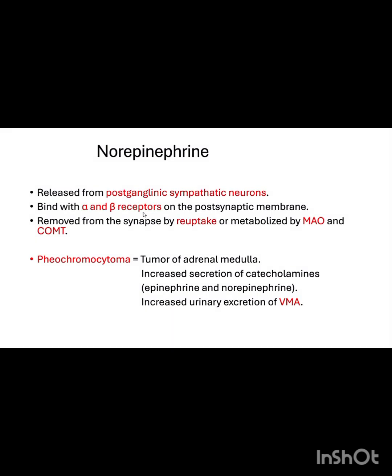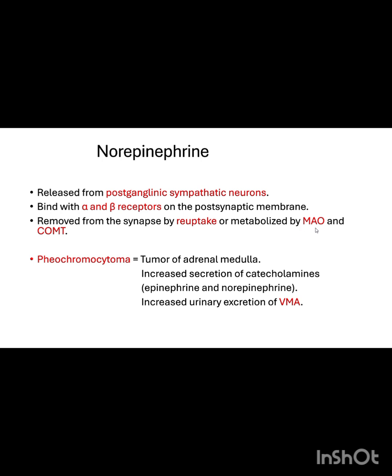This norepinephrine binds with the alpha and beta receptors on the postsynaptic membrane. The target cells in the body have the alpha and beta receptors to which the norepinephrine binds. And how is it removed from the synapse? It is removed from the synapse by reuptake, or it is metabolized by two enzymes.